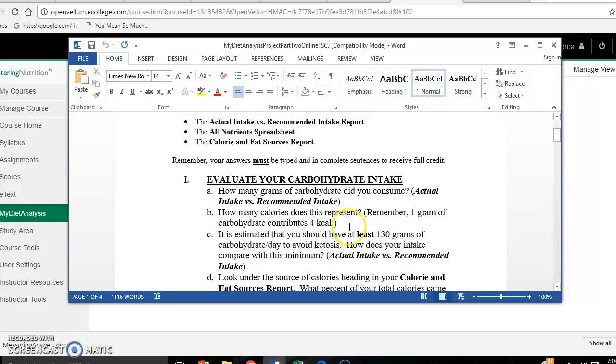How many calories does this represent? You should know how to figure that out by now. If you don't know how to figure out how many calories are in an item from carbohydrate, protein, and fat, please go back to your Math Basics homework section and review that video that tells you how to figure that out.